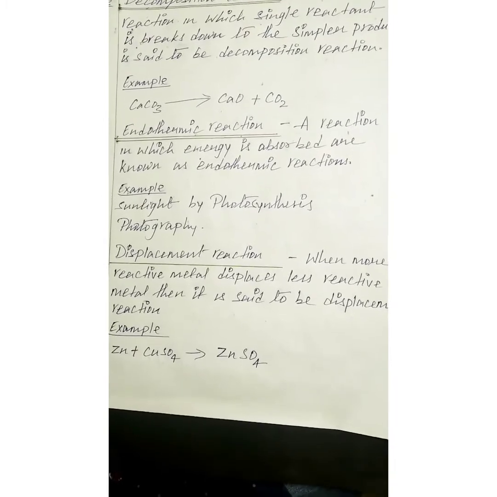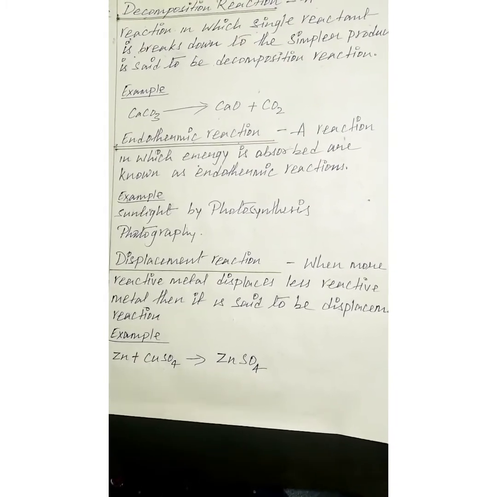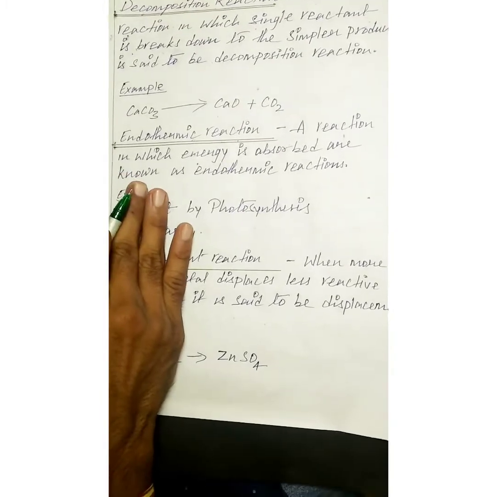An endothermic reaction is a reaction in which heat is absorbed along with the formation of products. For example, photosynthesis. In photosynthesis, plants capture sunlight and prepare their food in the presence of chlorophyll, water and carbon dioxide. Photography is similar, capturing light.